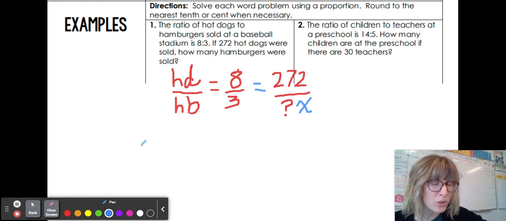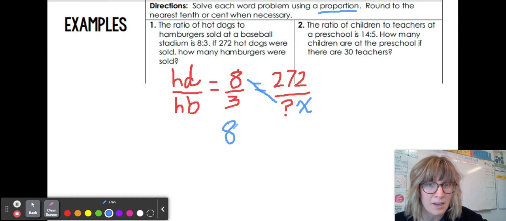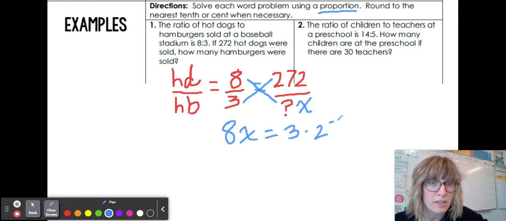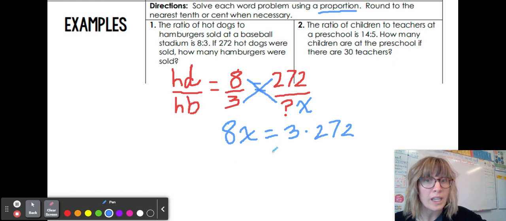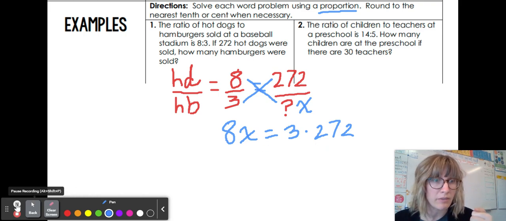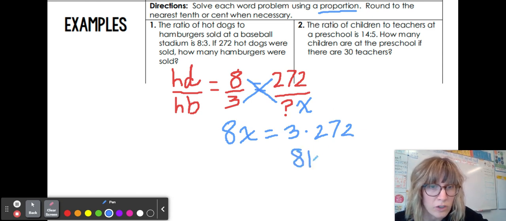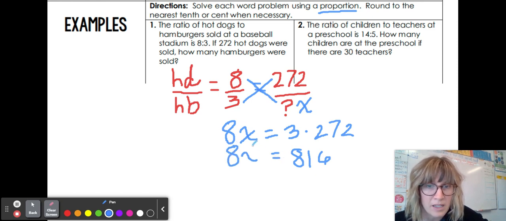So what we know we can do is to set this up to solve using a proportion, we can do our cross multiplying. So we can say 8 times X is equivalent to 3 times 272. We can combine our like terms. We don't have more than one x, so there's nothing to do there, but 3 times 272 can be simplified through multiplying. So when we multiply them, we end up with 816 equals the same as 8 x's.